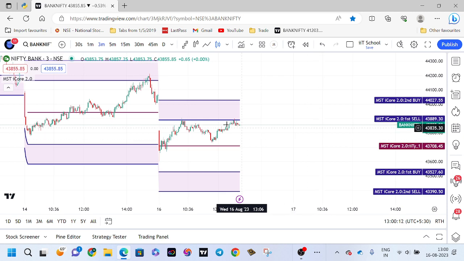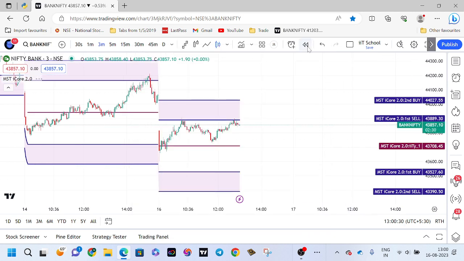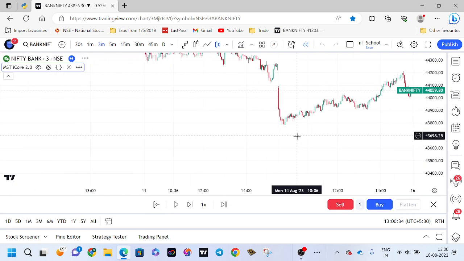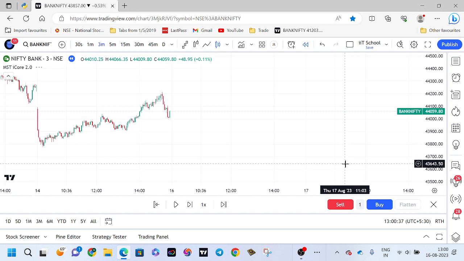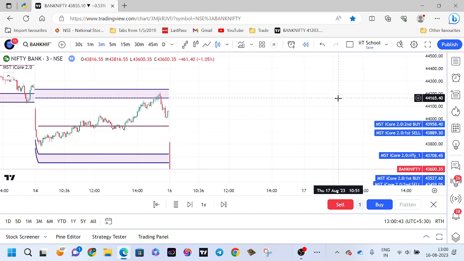As usual, when the market is open, we go to the indicator settings and click reset settings. If you want to keep a tiny SL, you can keep it, depending on the script you are choosing. Next, I am going to play the bar replay button, because the market has already reached our sell zone and the target has also been hit. Now I am ready with the bar replay.